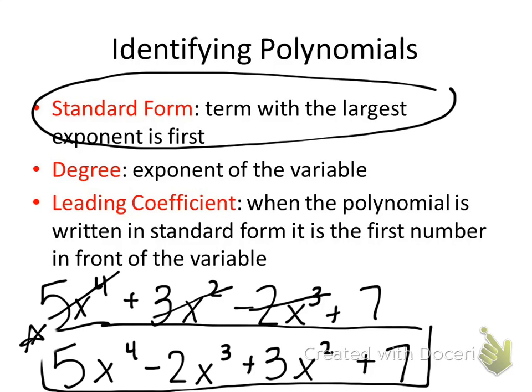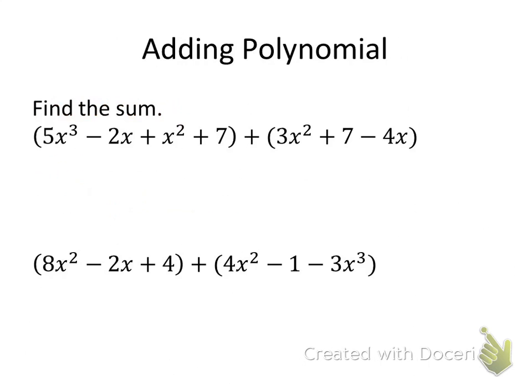Now, if I had a problem like this, I would need to write it in standard form first, 2x cubed plus 3. Then I would say my leading coefficient is 2. Because if I said my leading coefficient is 3, that is incorrect because it's not written in standard form. Okay? All right, now let's get into actually adding and subtracting polynomials.